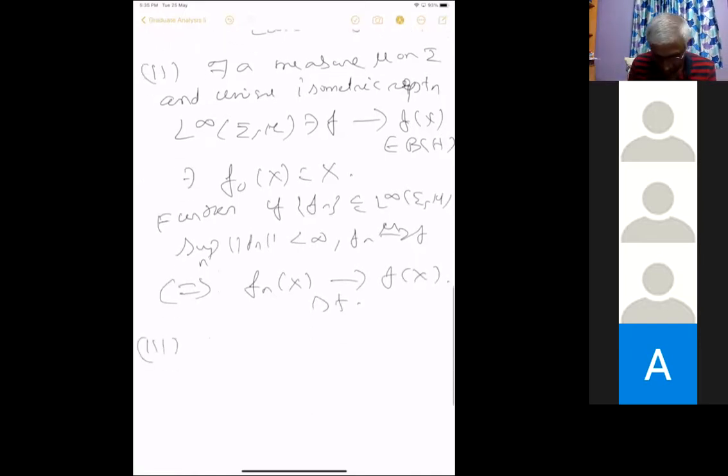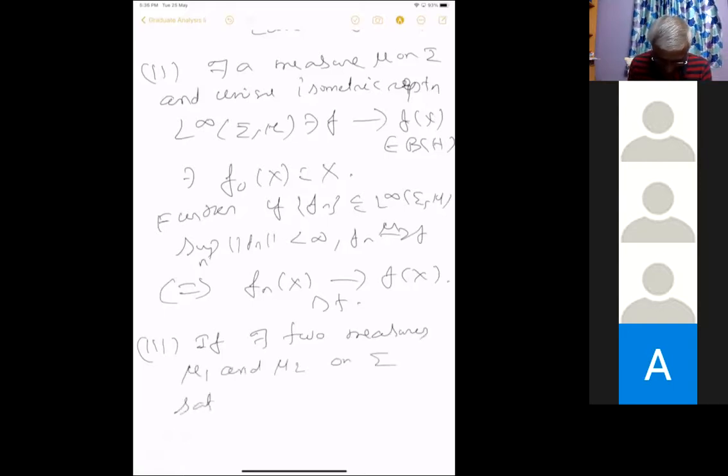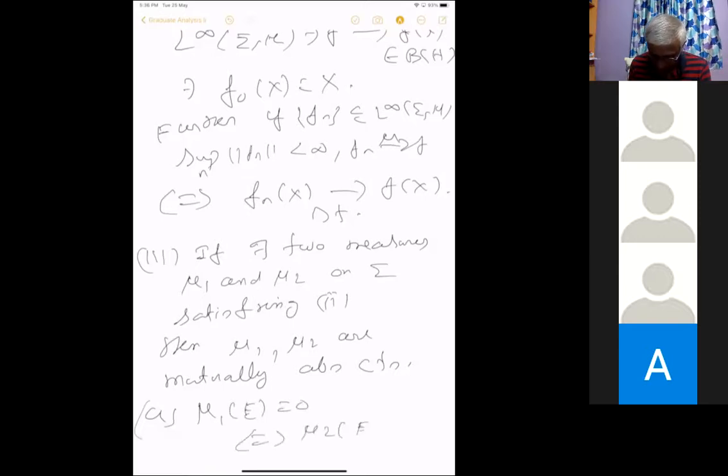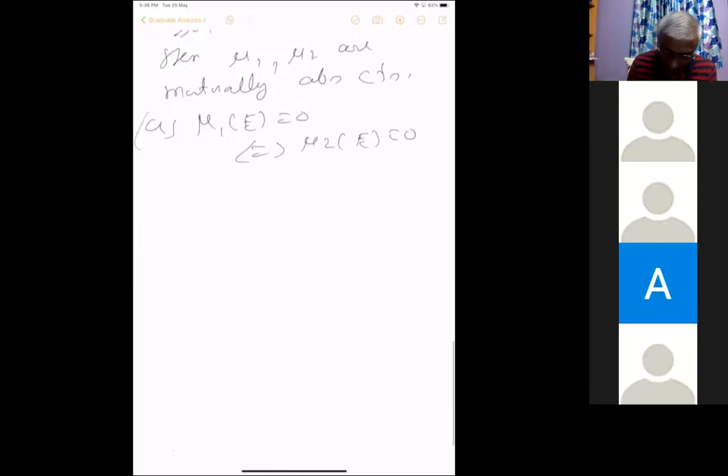Three, this L infinity of sigma mu is uniquely determined. That is, if there exist two measures mu1 and mu2 on sigma satisfying the two, then mu1 and mu2 are mutually absolutely continuous. That is, mu1 of E equals 0 is equivalent to mu2 of E equals 0 for any E in the sigma algebra of sigma.